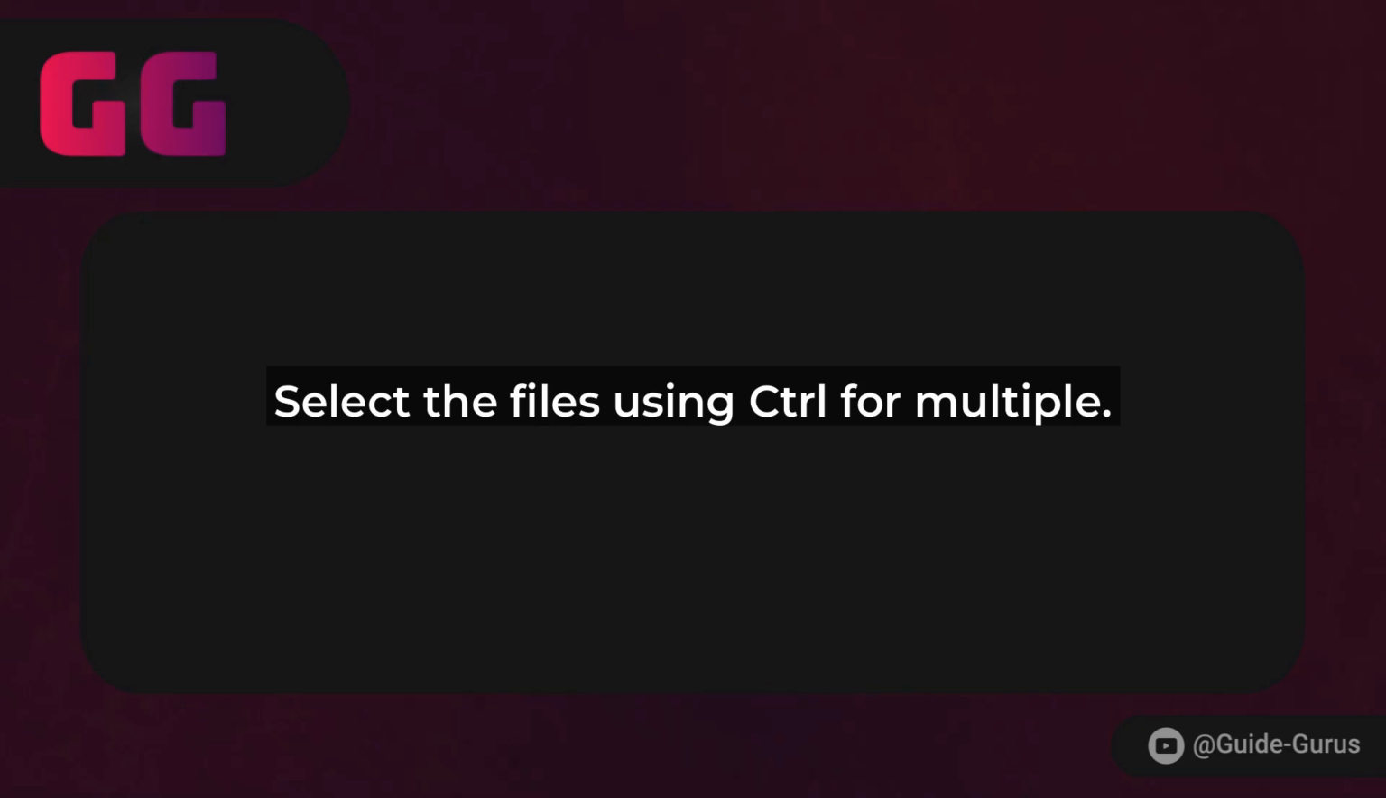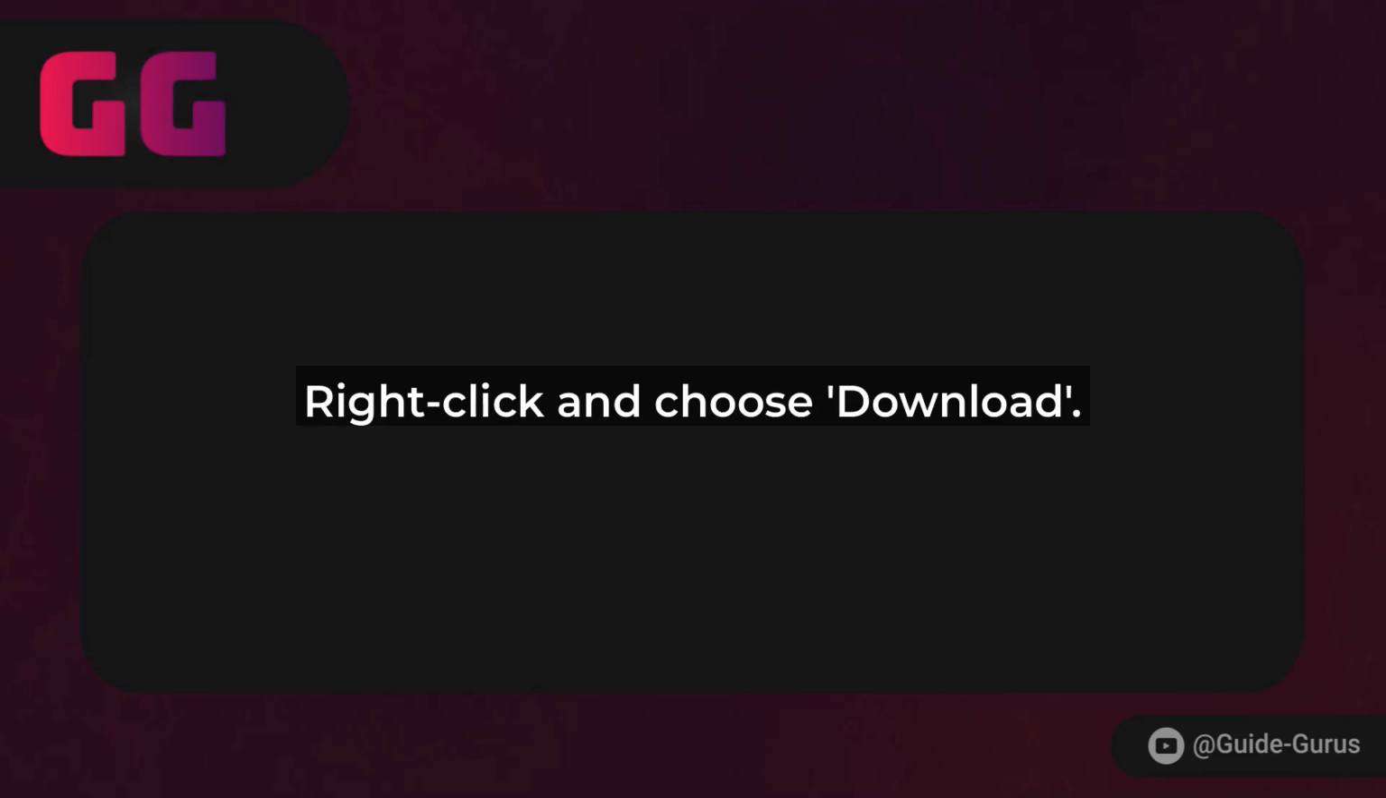The interface is pretty intuitive, so use the search bar if you need to locate something specific. Once you've found your files, select them by clicking on each one. Hold down the Control key to pick multiple files at once. Next, right-click on the selected files and choose the Download option. This will start downloading the files to your PC's default download folder, like the Downloads directory.